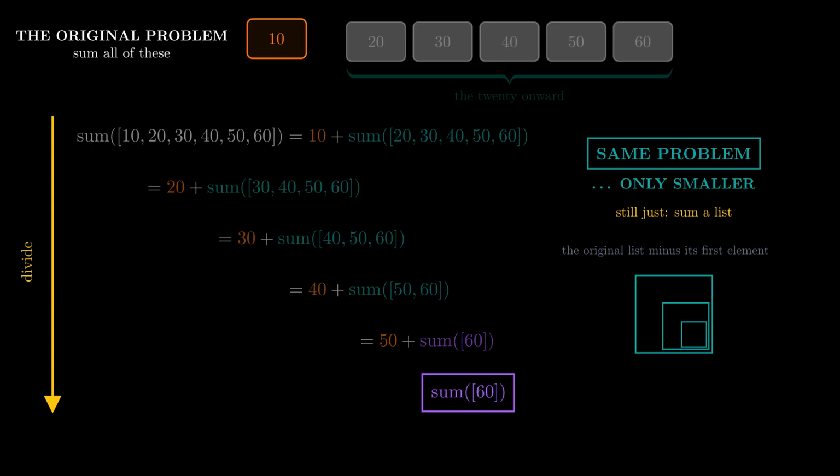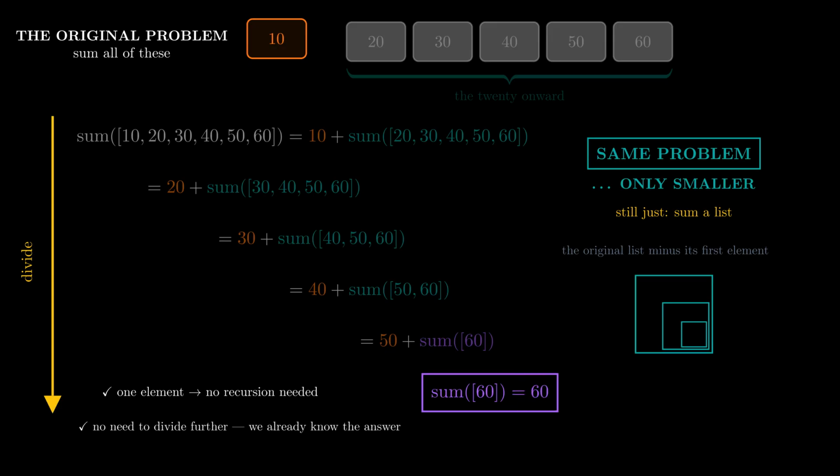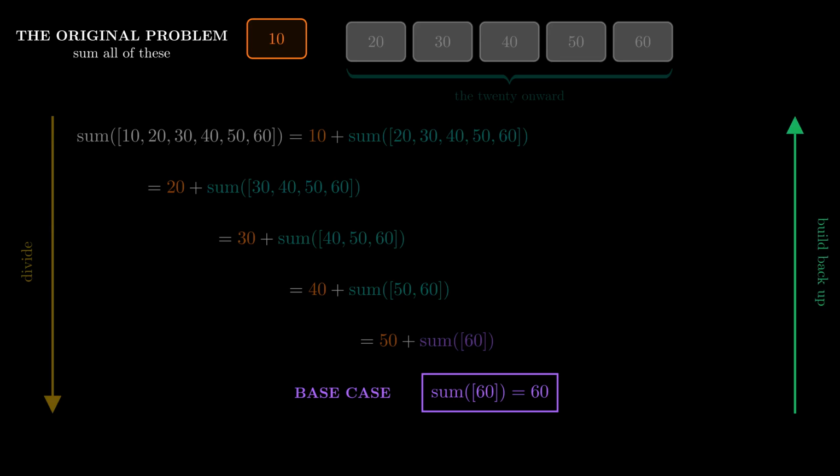If a list has one element, the sum of its elements is the value of that element. Here, 60. There is no need to keep dividing because we already know the answer. That is our base case. Now the result builds back up. The bottom call answers 60.